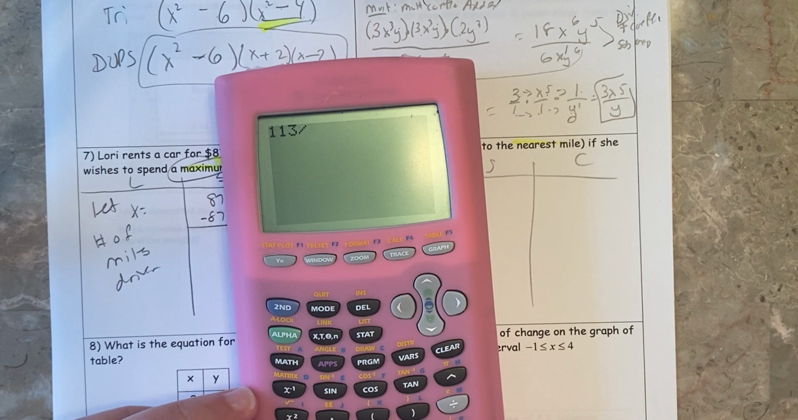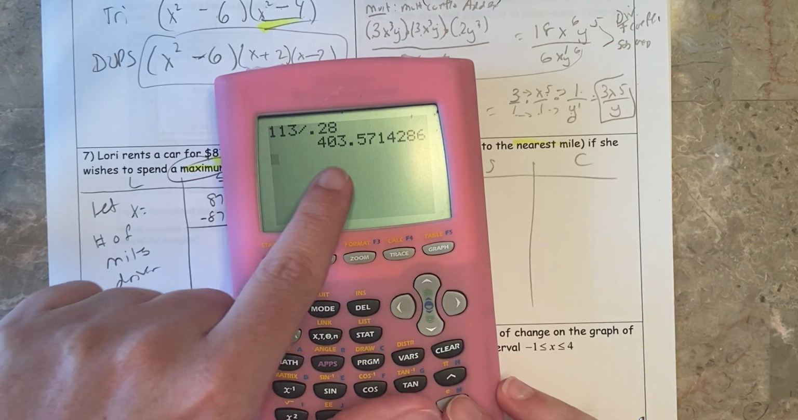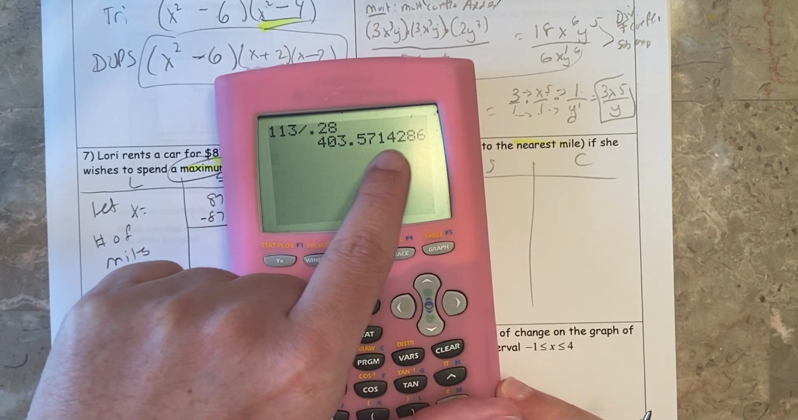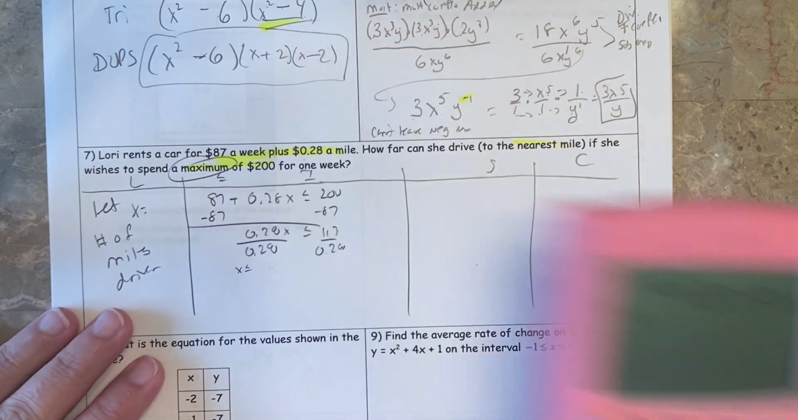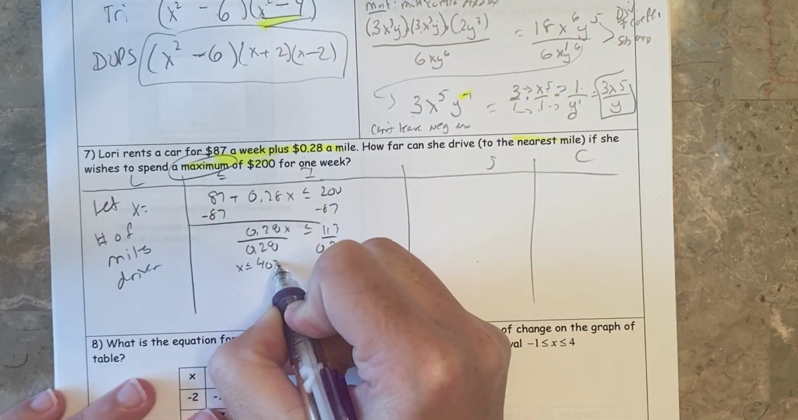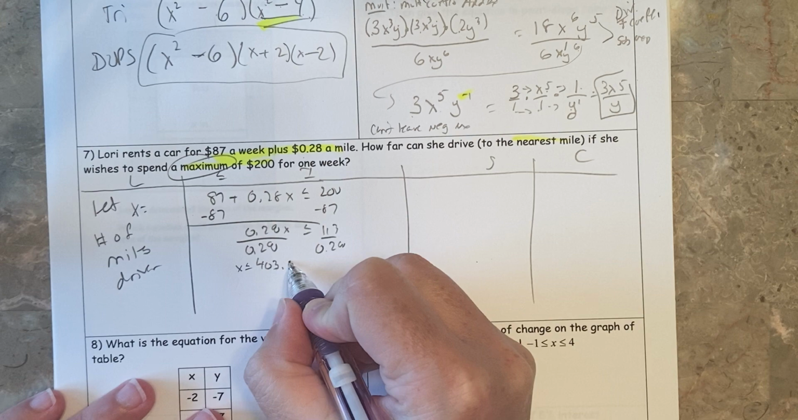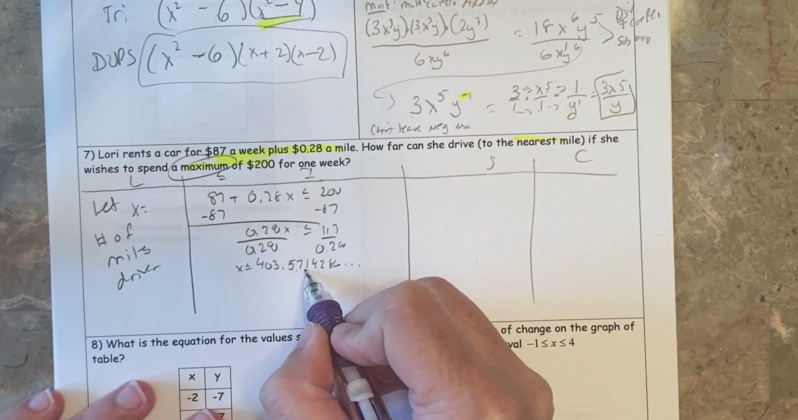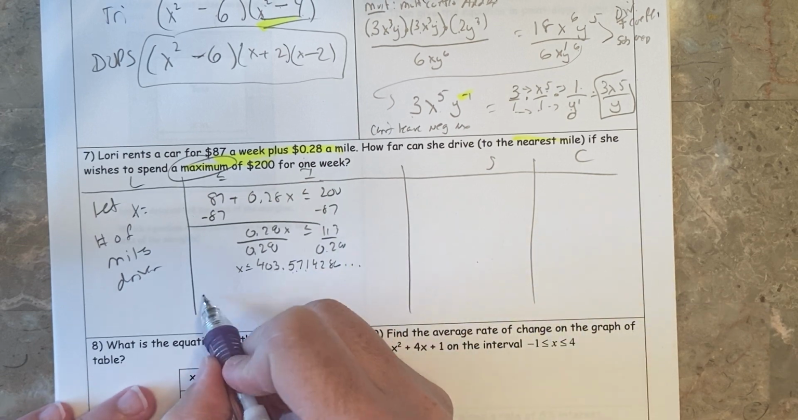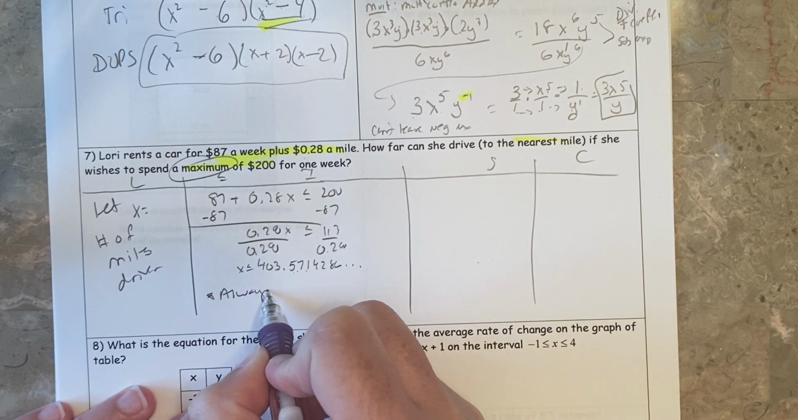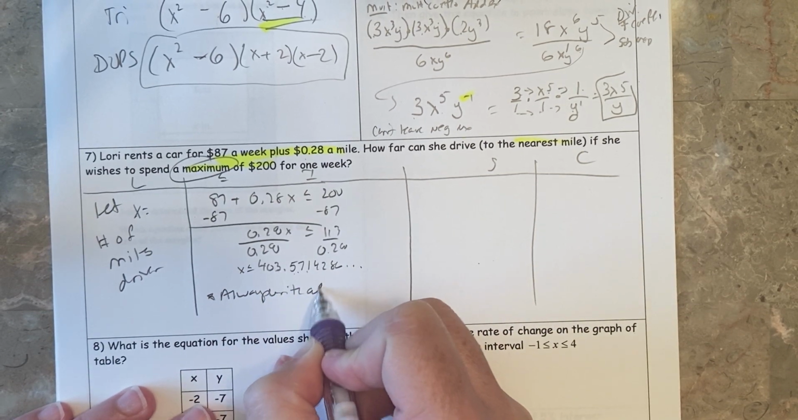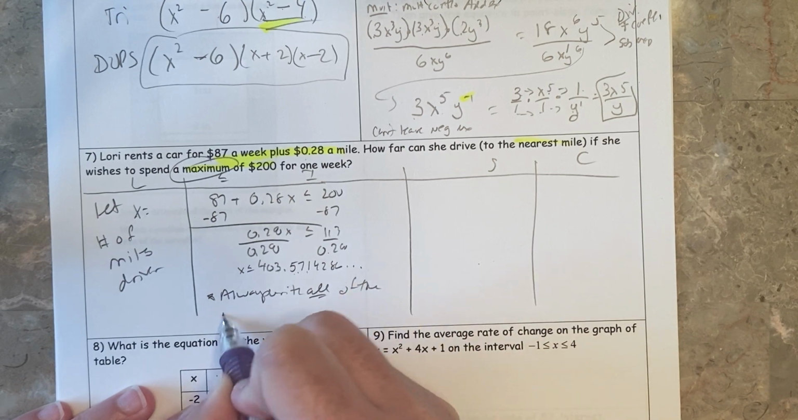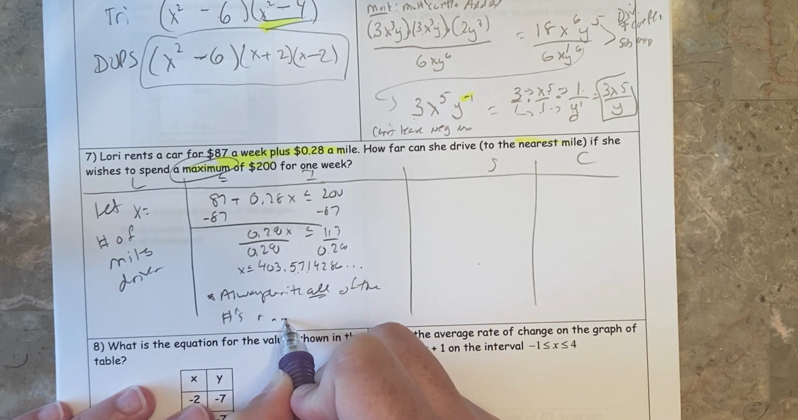113 divided by 0.28. Ooh, that's a big long one. Okay, so you have to write every single number and dot, dot, dot. You know how the Regents always gives you ones that never work out. 286, dot, dot, dot. So 571, 428. So I'm going to always write all of the numbers. And don't forget that dot, dot, dot.